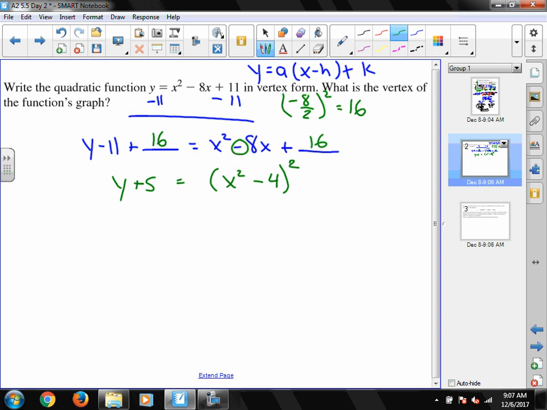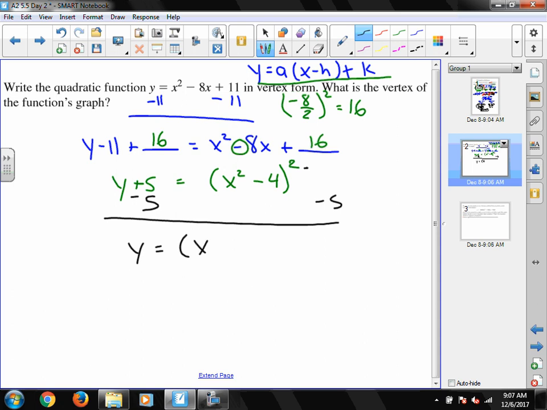Now, we're really close to being in that vertex form, but I have to get y by itself in the general equation up here. All we do is subtract 5 from both sides. The 5 cannot be subtracted inside the parentheses. There's more going on because I have this squared here. So I have y is equal to, that shouldn't be x squared, it should just be x minus 4 squared minus 5. And here's your vertex form.